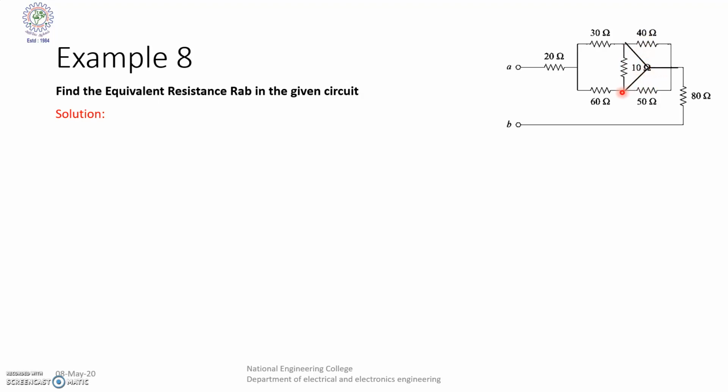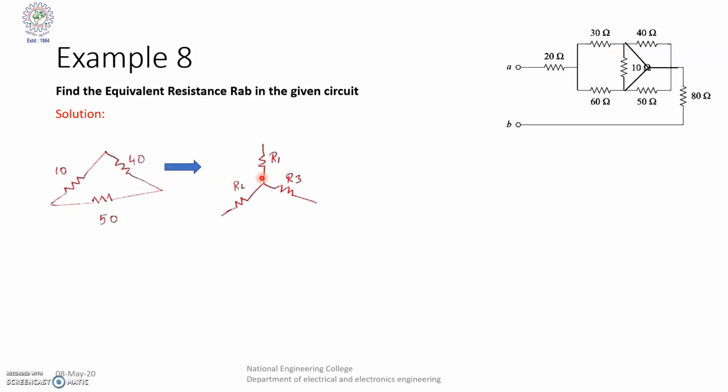So if we connect it like this, then the 30 ohm and this resistor will become series, and 60 and this resistor will become series, and both are parallel. After that these three will become series, like that the circuit will change. So first of all, our aim is to convert this delta to a star.